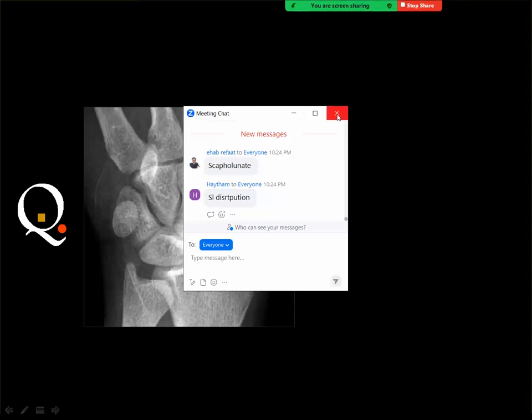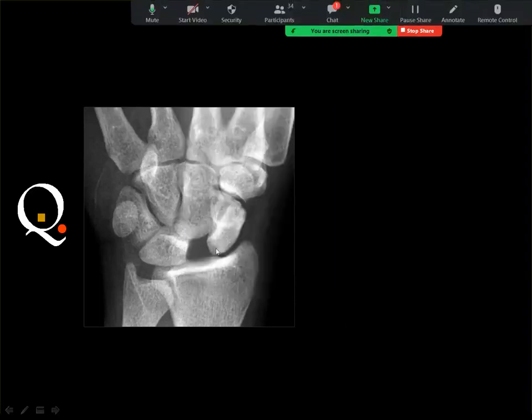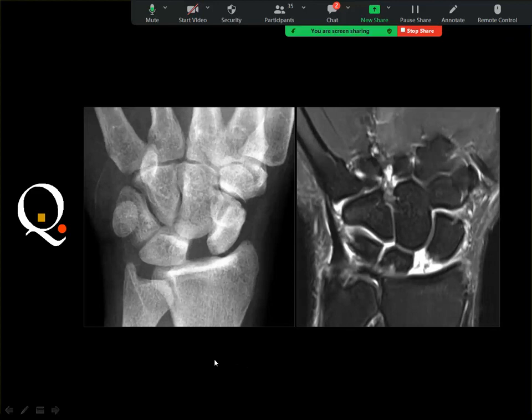Yes, and scapholunate disruption. You see that the scapholunate interval is markedly wide, and this means that the ligament in between is torn. The scapholunate ligament is ruptured, and this is the MRI, in which you can also see the same finding. The scapholunate ligament is not there. Its site is occupied by fluid with displacement of the scaphoid and lunate away from each other.